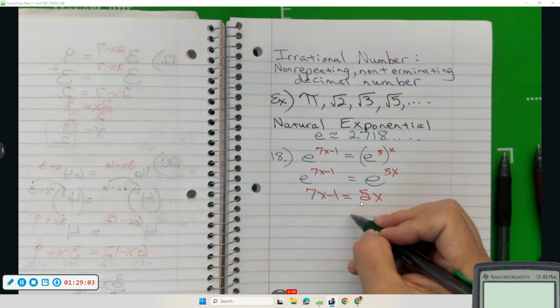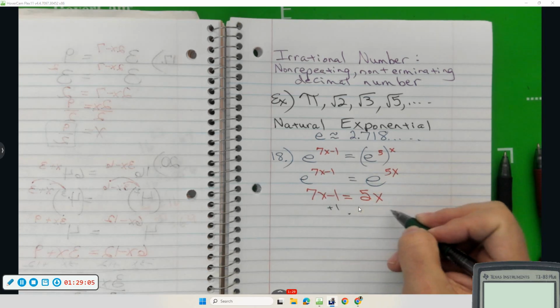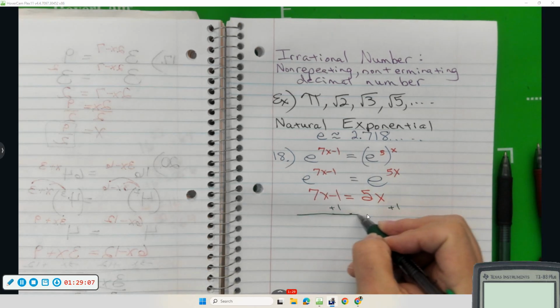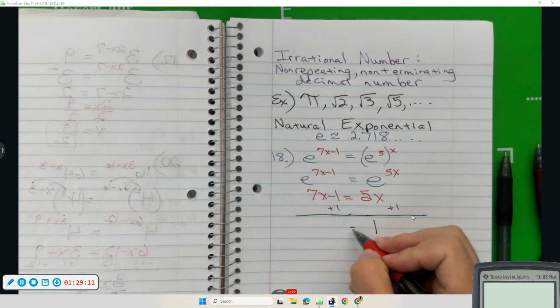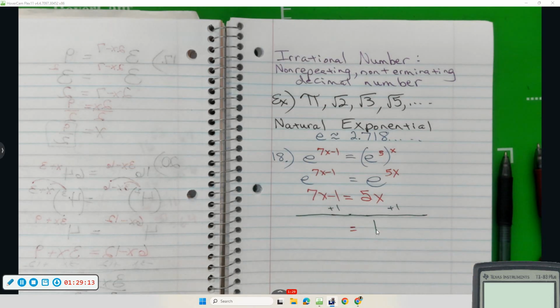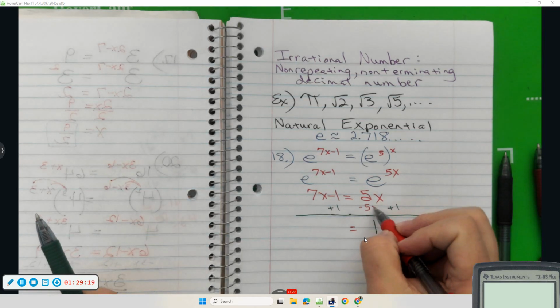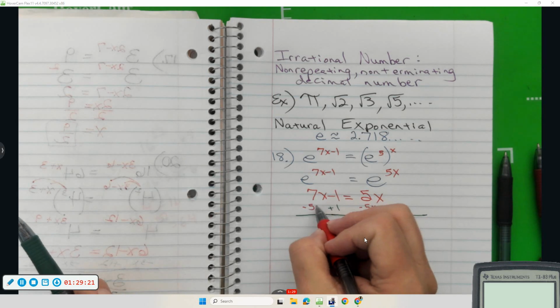Add 1, so that's going to give us a positive 1 on the right side. What are we going to have on the left side? Minus the 5x.